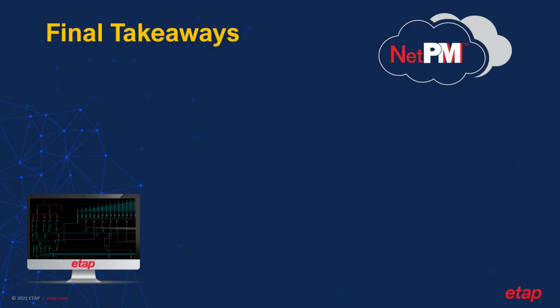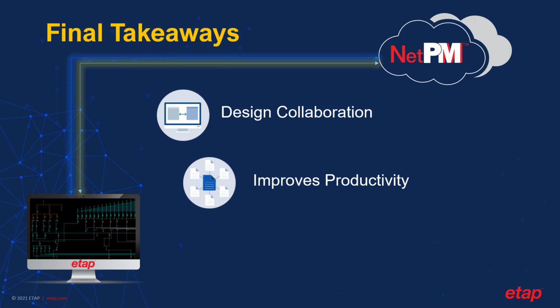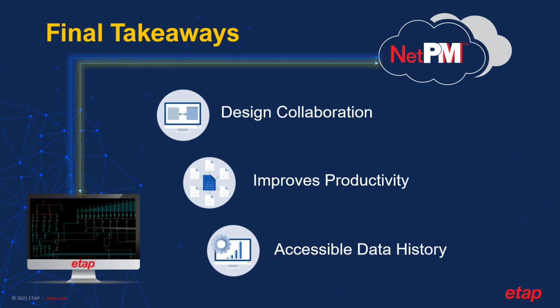Let's now take a step back and review the key takeaways. The ability to network and synchronize incremental changes helps improve the project's design validation through seamless collaboration. This naturally boosts project productivity as team members no longer need to sequentially pass project files along at each stage. The built-in log of modifications provides an accessible history of data changes that can be reverted to or recovered from.